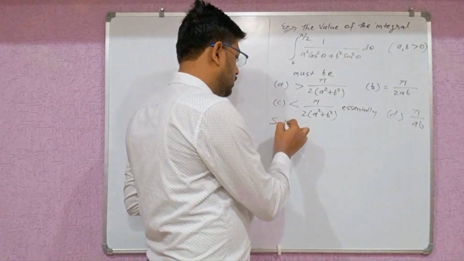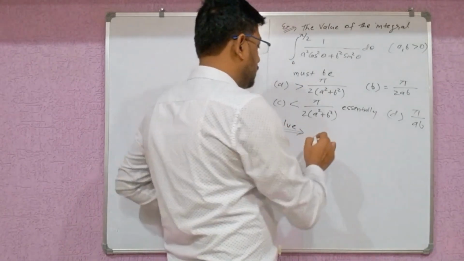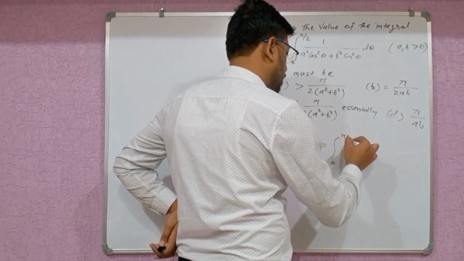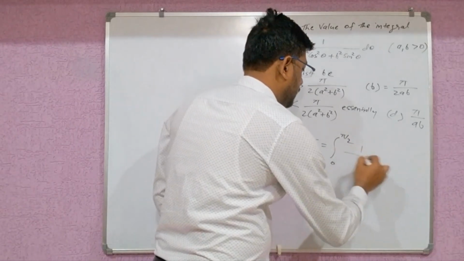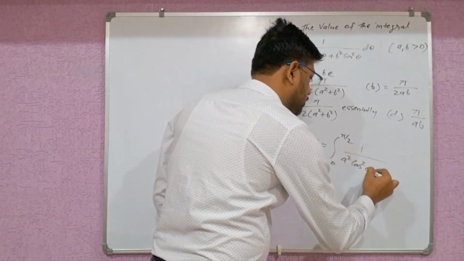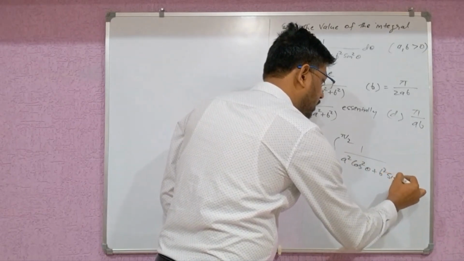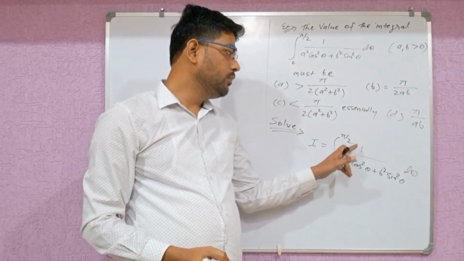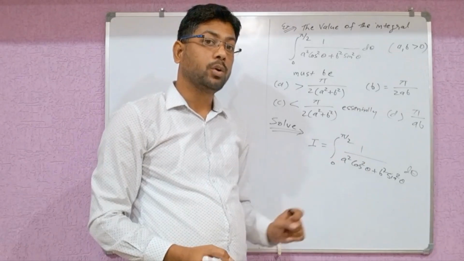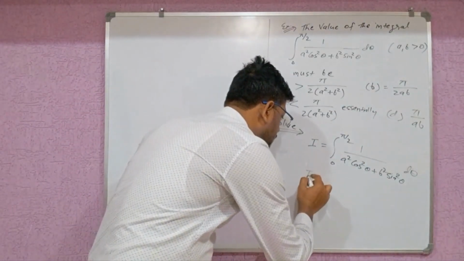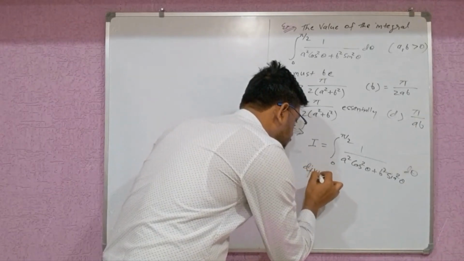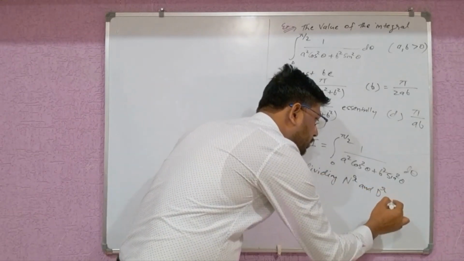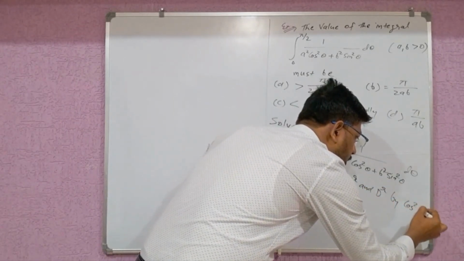Okay, so let's find out. Here, let's take I is equal to integration 0 to pi by 2 of 1 by (a square cos square theta plus b square sin square theta) d theta. Now to find this, what we can do is divide the numerator and denominator by cos square theta.